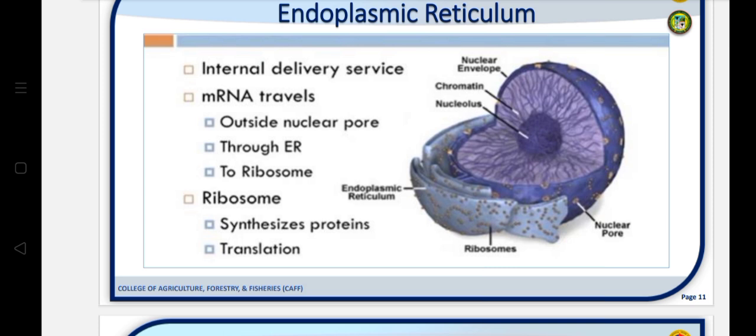So, the endoplasmic reticulum, or ER for short, is not just a passageway, it is a transport system that helps deliver the instructions from the mRNA to the ribosomes, where proteins are made. Without the endoplasmic reticulum, the cell would not be able to move instructions efficiently, and protein production would slow down. That's why the ER is essential for the life of the cell.